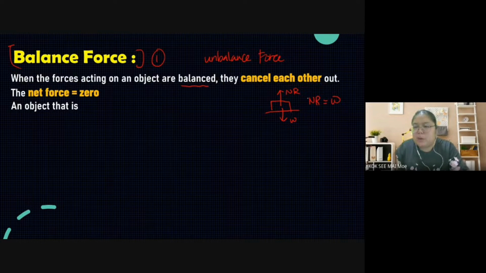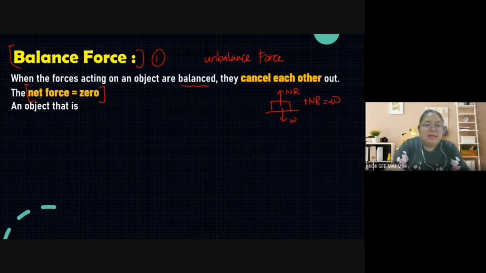Finally, one is positive, one is negative, so we cancel each other. So this one means cancel each other. The value must be the same, just the direction is different. So we cancel each other, so they become balance force. Okay, so for balance force, another meaning we can say is net force equals 0.